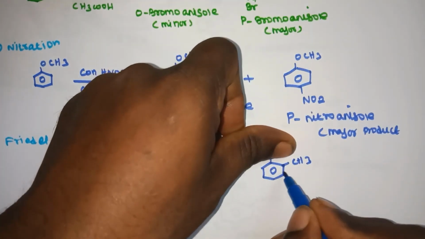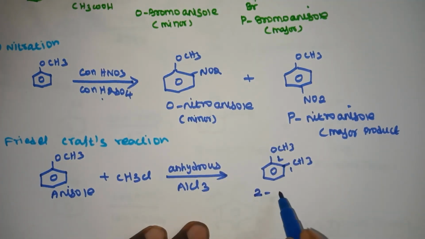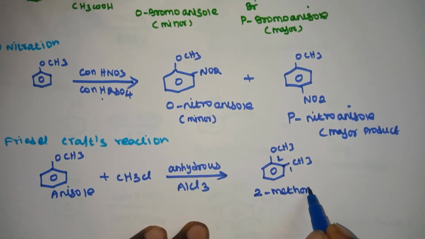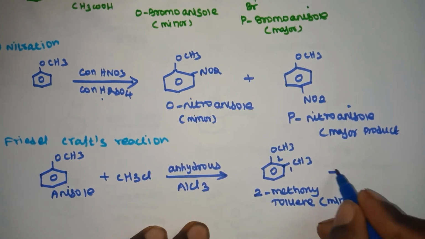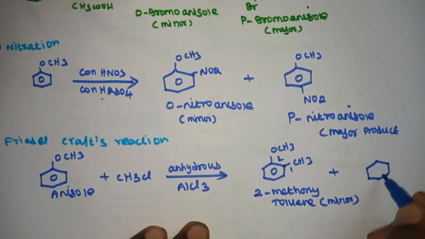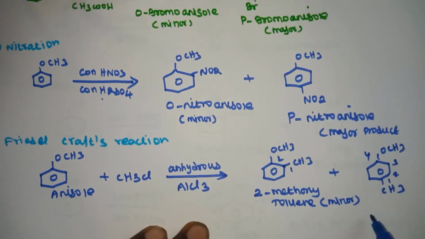This is toluene, C6H5CH3. At the 1st to 2nd position a methoxy group is present. So the name of this compound is 2-methoxytoluene. This is the minor product. And this is toluene, OCH3, 1, 2, 3, 4. The fourth position has a methoxy group. So 4-methoxytoluene. This is the major product.